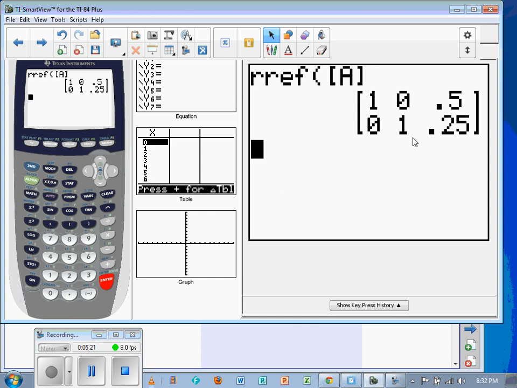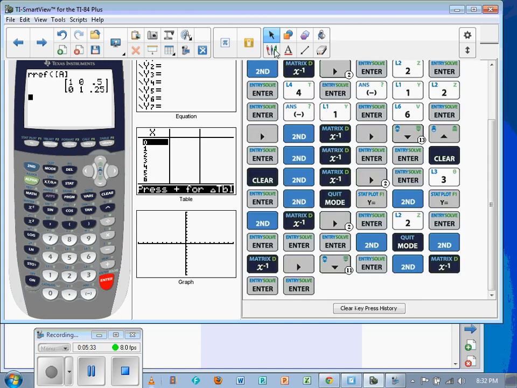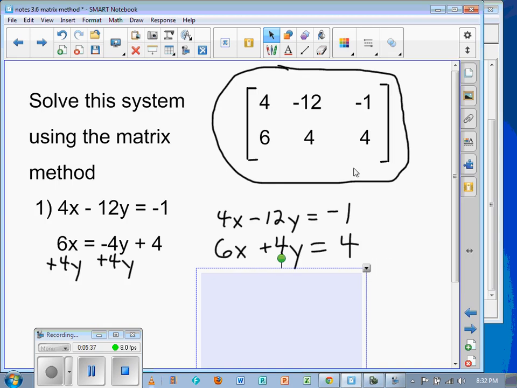Basically, your answer is located right here. X equals 0.5, Y equals 0.25. That is going to be the solution of your system. So you can simply write that down in your notes.